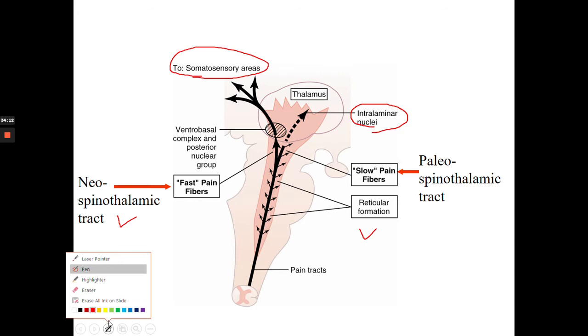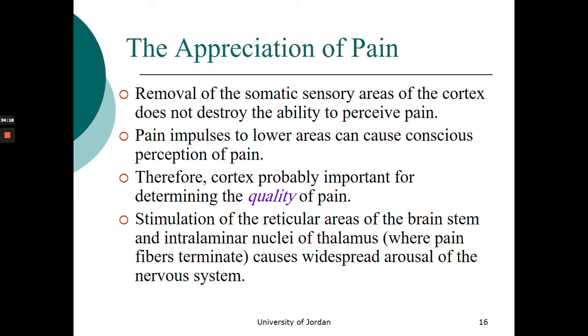Now, the appreciation of pain: removal of the somatic sensory area of the cortex does not destroy the ability to perceive pain. Why? Because a lot of pain perception comes from the thalamus, but the localization is poor. Pain impulses to lower areas cause conscious perception of pain, where? In the thalamus. Therefore, the cortex is probably important for determining the quality of pain and its location.